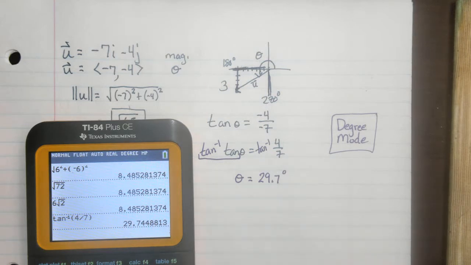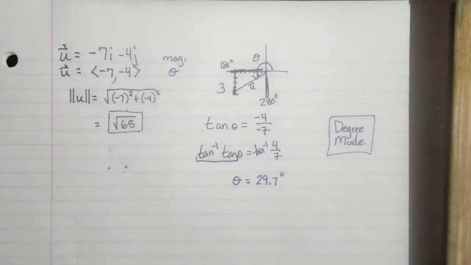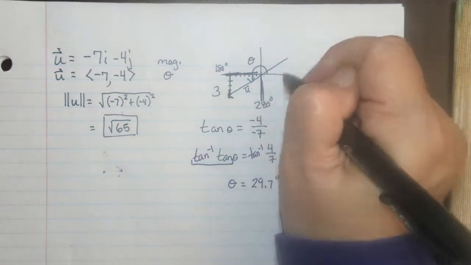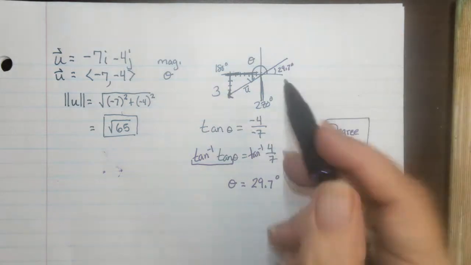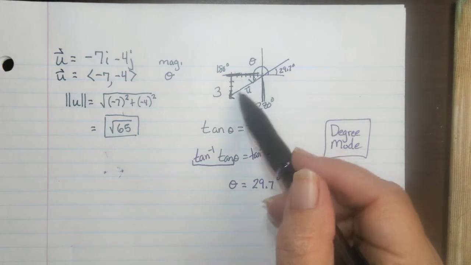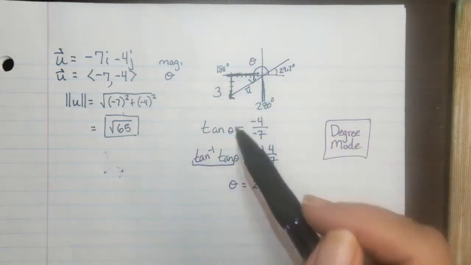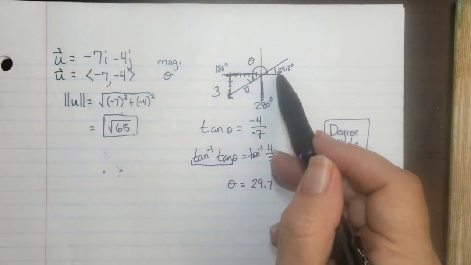Is that right? No, because where's 29.7 degrees? It's in the first quadrant, right? That's 29.7 degrees. Well, because think about it. Tangent is positive in quadrant 3, and tangent is positive in quadrant 1. And the inverse of tangent has a restricted domain. So this is my reference angle.